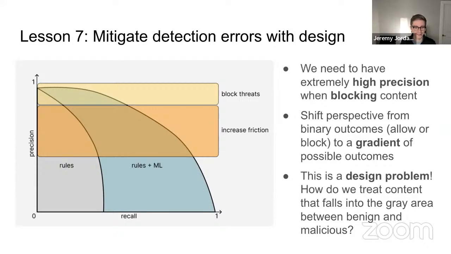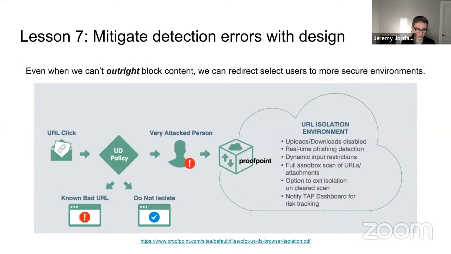How do we treat content that falls into the gray area between benign and malicious, content that looks like it could be malicious, but we're not confident enough to make a blocking condemnation? And what are ways that we can provide our users with additional security in these cases? So a couple of cool examples that I've seen in my experiences.